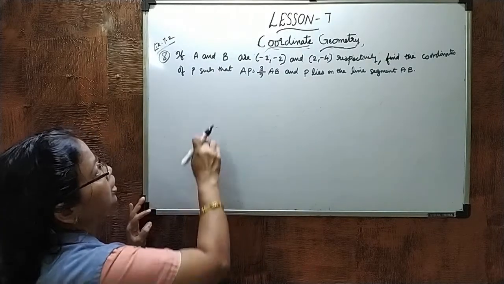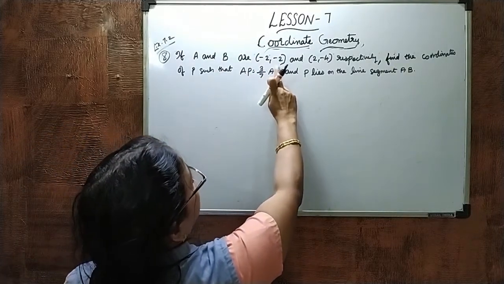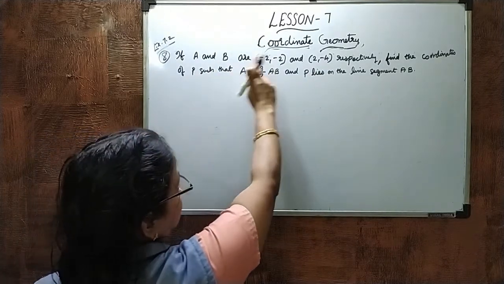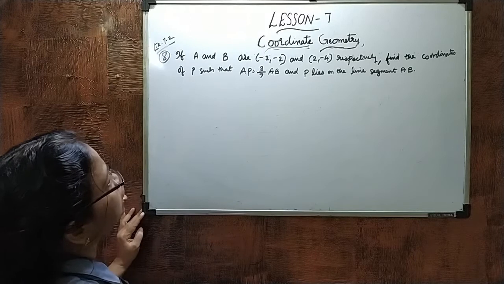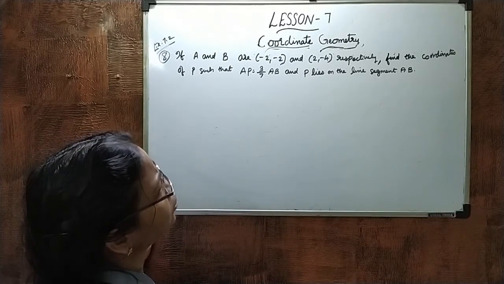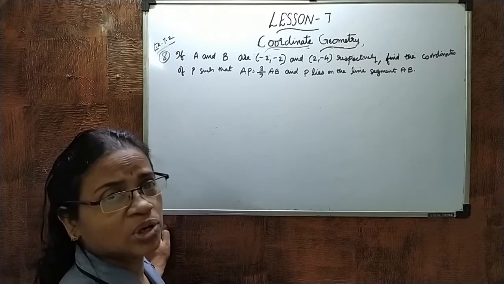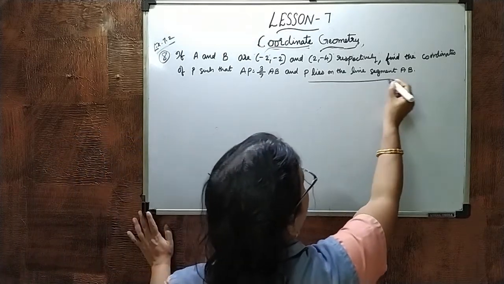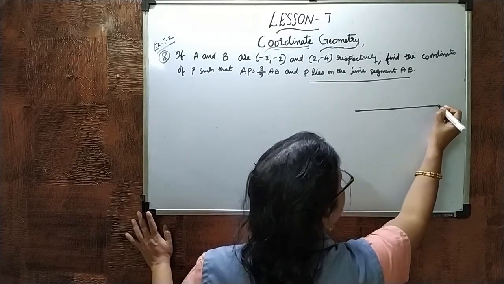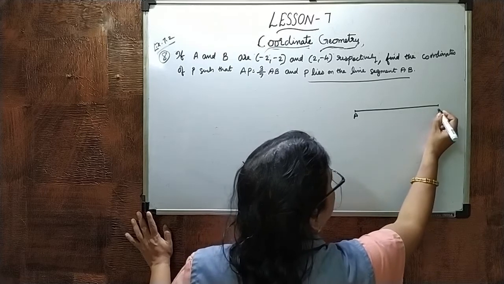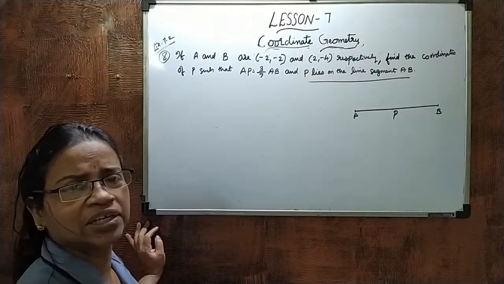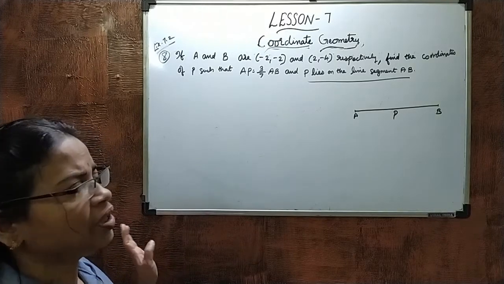Now 8th question. If A and B are negative 2, negative 2 and 2, negative 4 respectively. That means A is the first one, B is the second one. Find the coordinates of P such that AP equals 3 by 7 AB and P lies on the line segment AB. They did not tell it is a middle point and all. They told only P lies on AB.